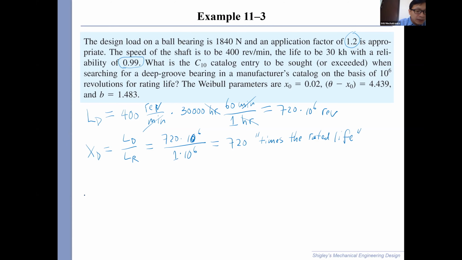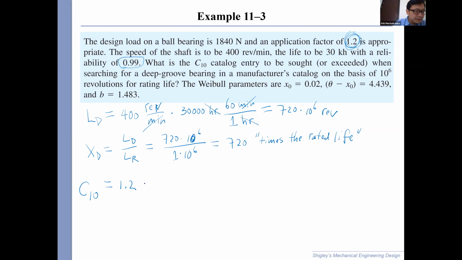Okay, now we go to the big formula here. C10 is, remember, AF, which is 1.2. I'm not going to rewrite it. You can always go back to the slides; remind me to share my slides later. I keep forgetting to do that. Okay, I will share the slide later. Application factor is 1.2. It's given in the problem.